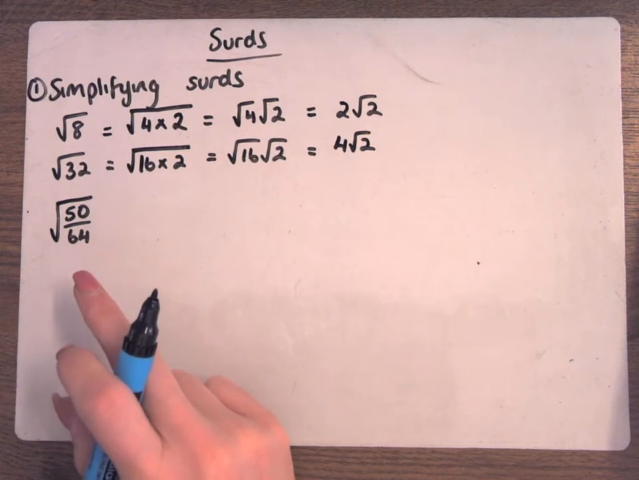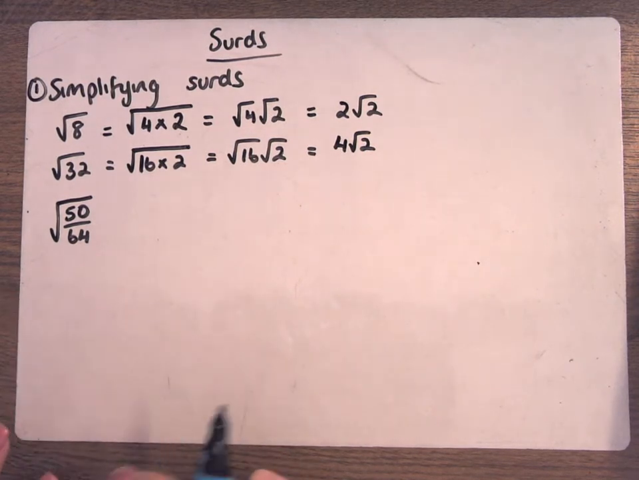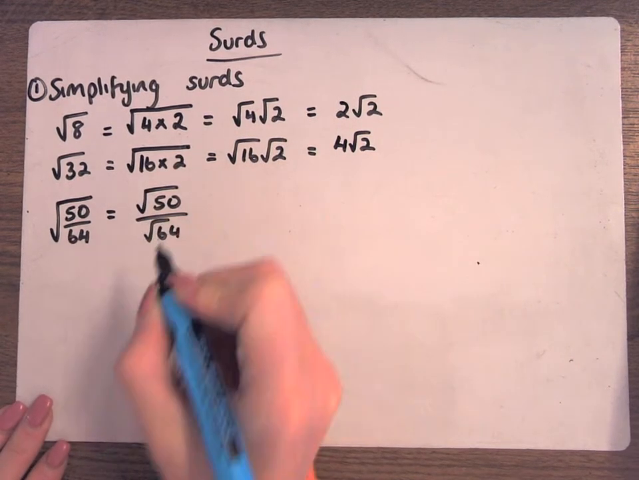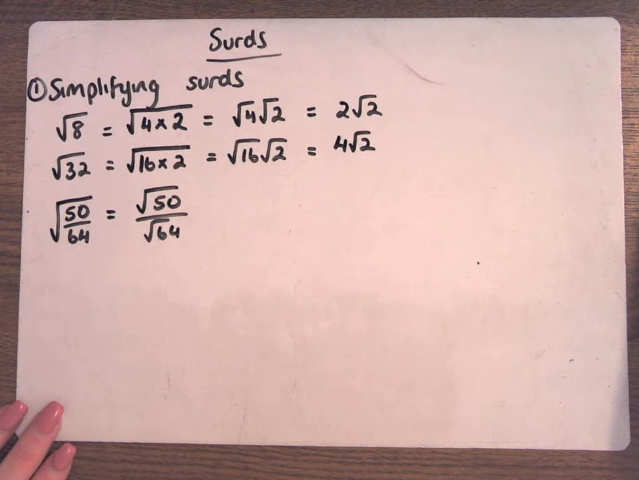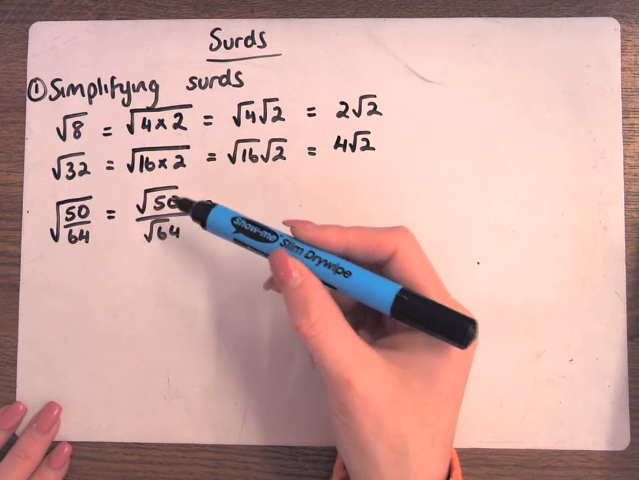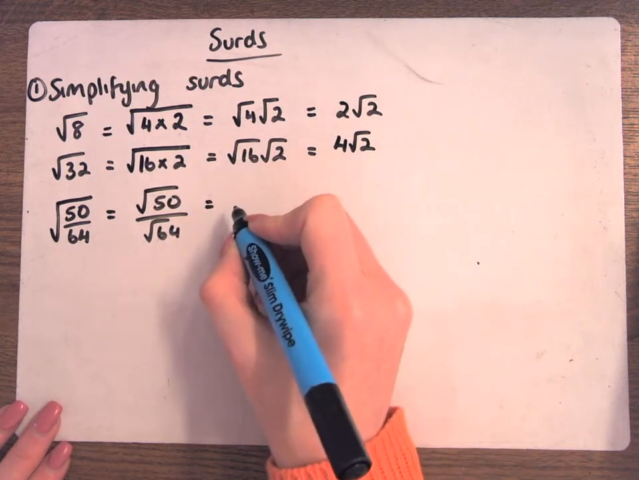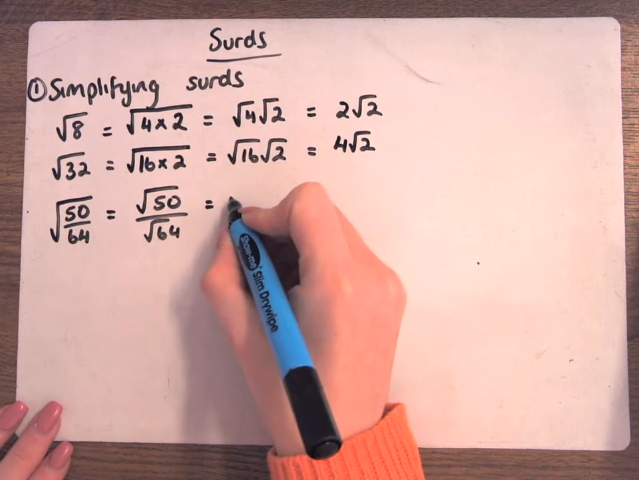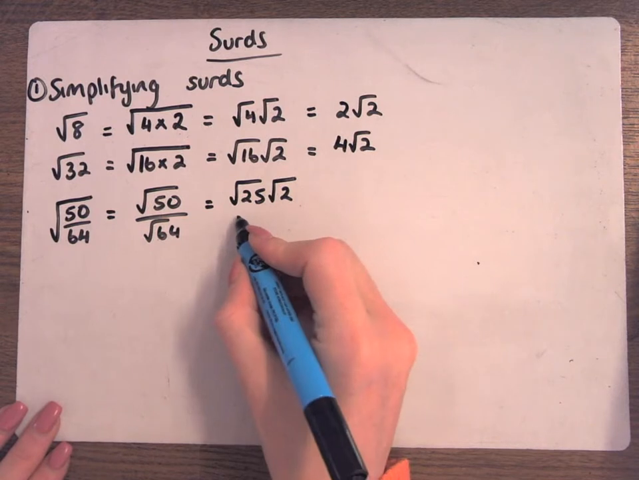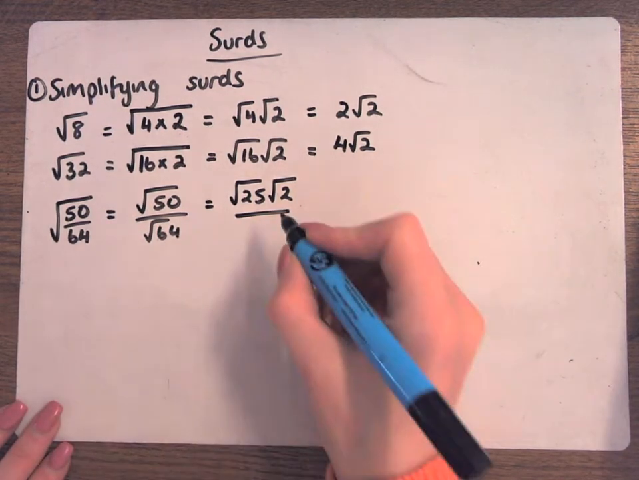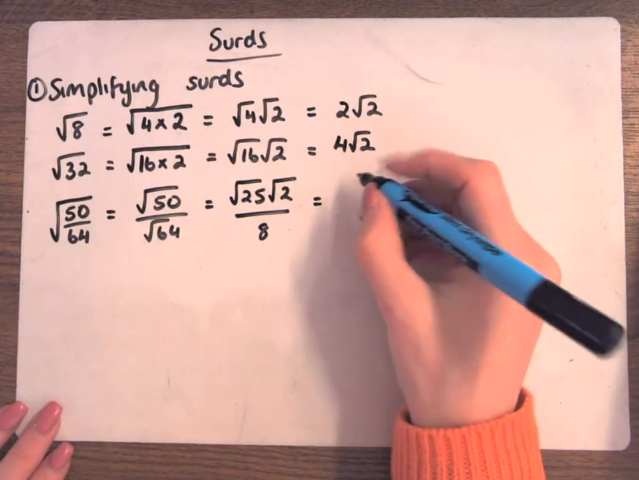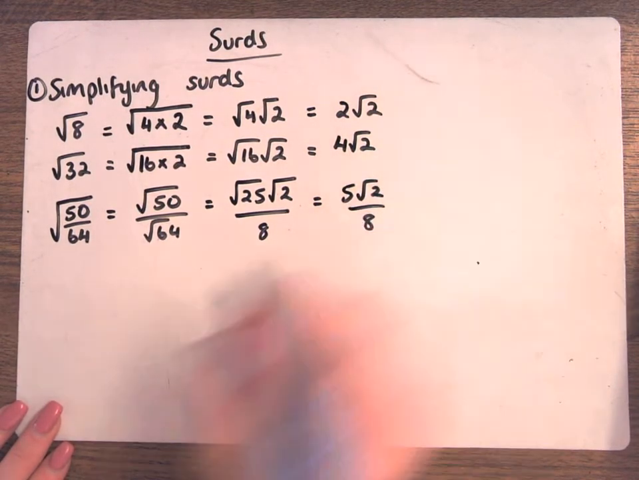Now, just like when we were squaring a fraction, you squared the top, square the bottom. When you're square rooting a fraction, you square root the top and square root the bottom. Okay? Square root 50, what's the biggest square number that goes into 50? Square number? 25. So that's square root 25, and 25 by 2 gives me the 50. What's the square root of 64? 8. Square root 25 is 5. So your answer is 5 root 2 over 8.